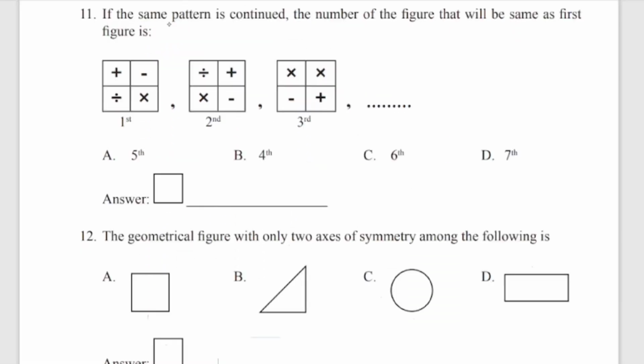If the same pattern is continued, the number of the figure that will be the same as the first figure is. Let us observe the given symbols in box 1 and box 2. However, in box 3 there is no division sign, so here it is the multiplication sign. Instead of that, it should be the division symbol. So further, let us check what comes in the next few boxes and check where exactly the pattern will repeat as the first figure.